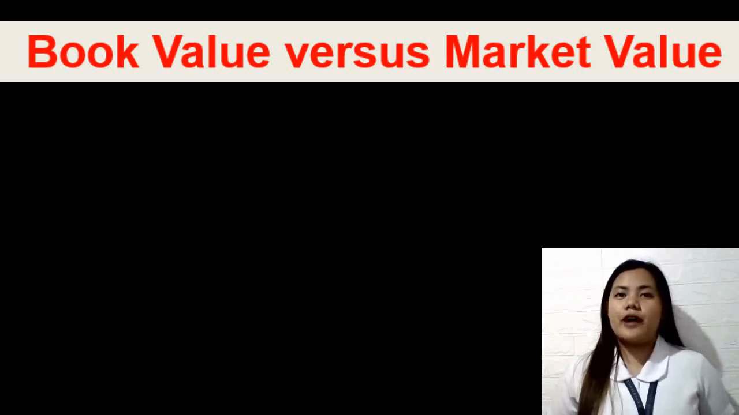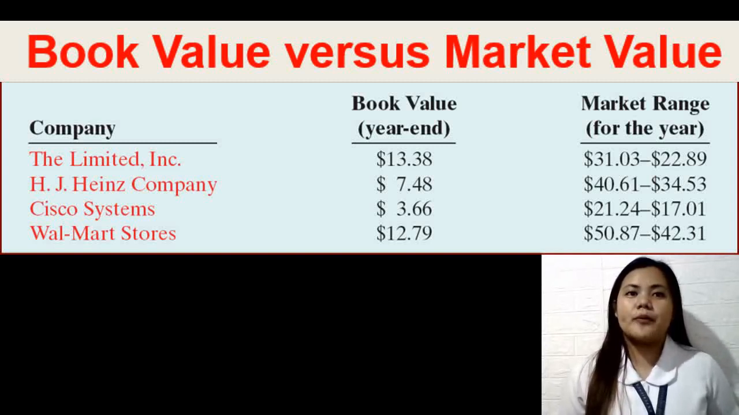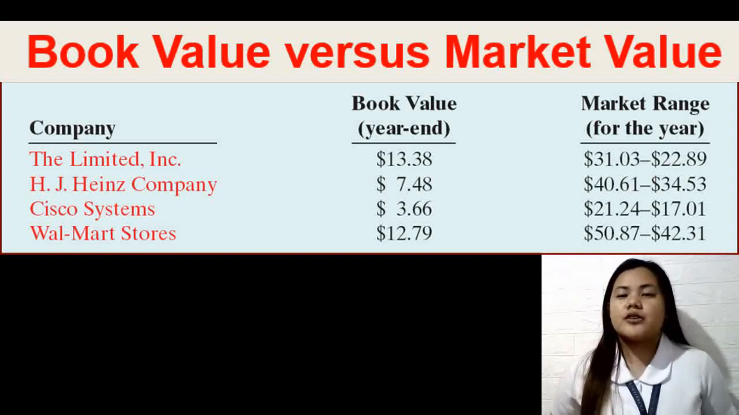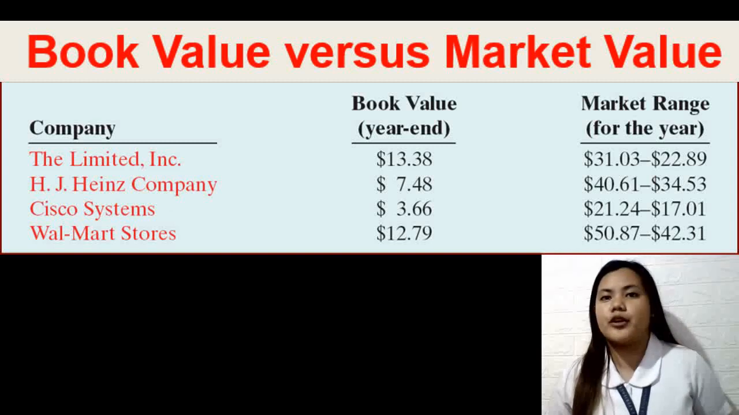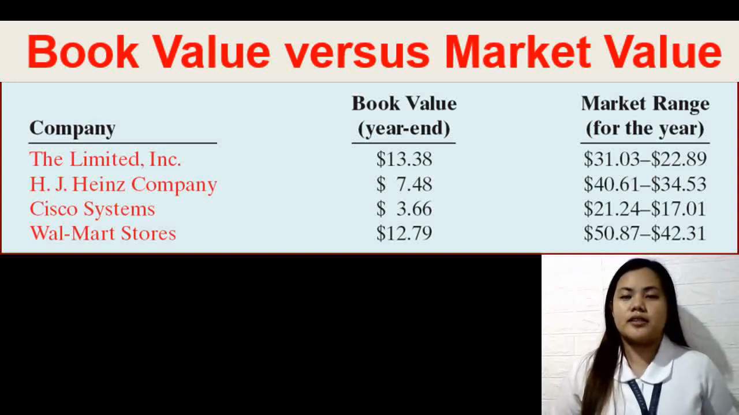Book value versus market value. So for the book value, it is the difference between the ranges of the market range. So for this example, the Limited Incorporation, the market range is $31.03 to $22.89. So their difference is $13.38. So as follows, for the H.J. Heinz Company, we have $7.48. The Cisco Systems is $3.66, and the Walmart Stores is $12.79.